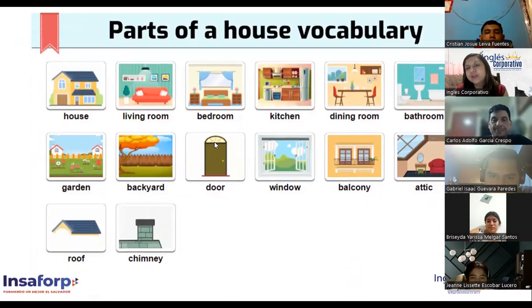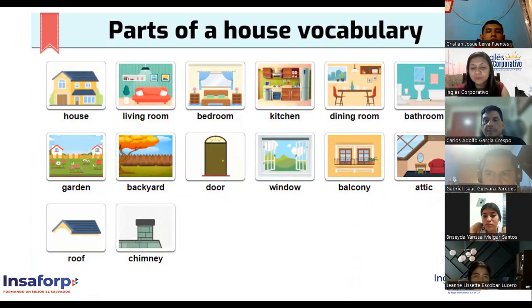Good. So here you can see parts of the house. Okay, you can repeat after me. House. Living room. Bedroom. Kitchen. Dining room. Bathroom. Garden. Backyard. Back of your house.